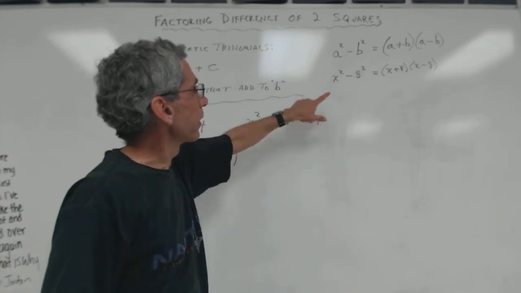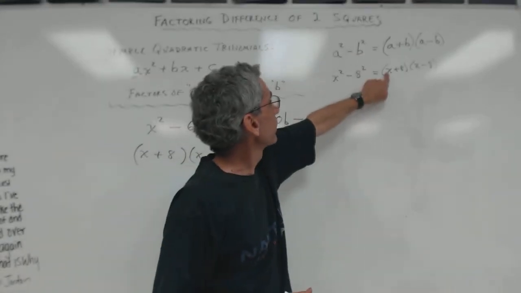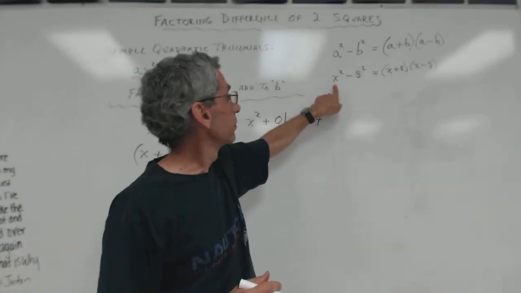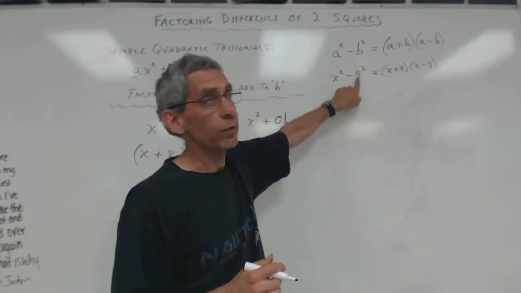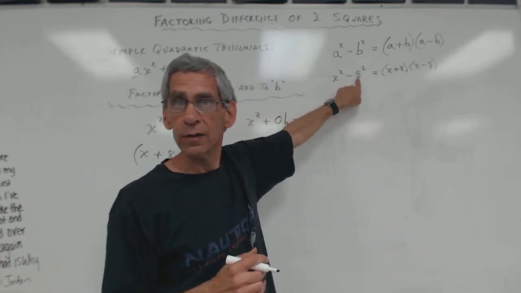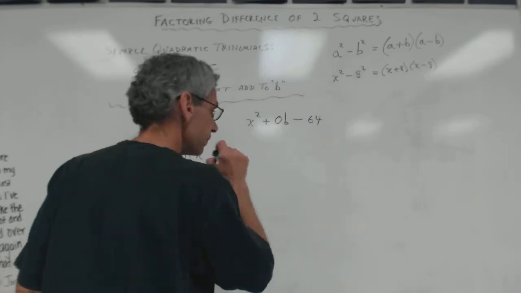Another way to think about it is this number is going to be the square root of this. This number is going to be the square root of this, right? See what I'm saying? So let's do a few examples.